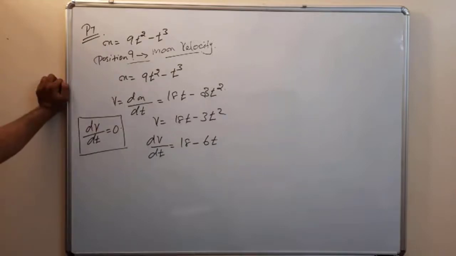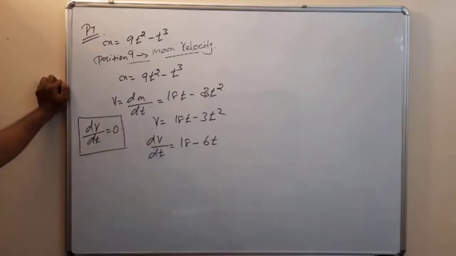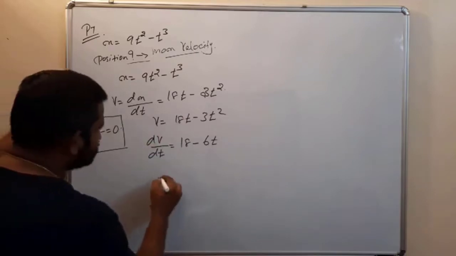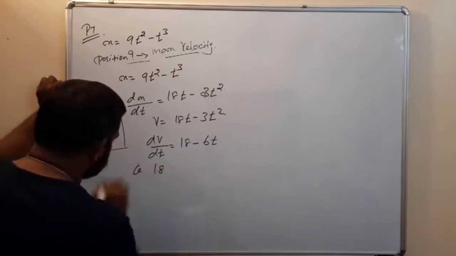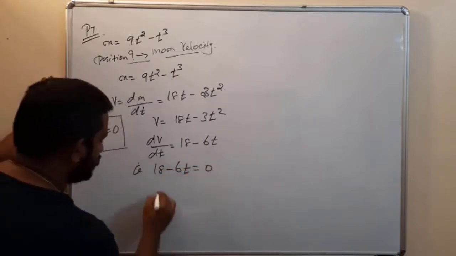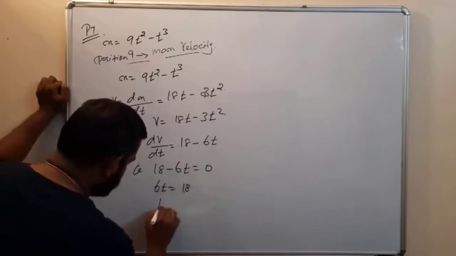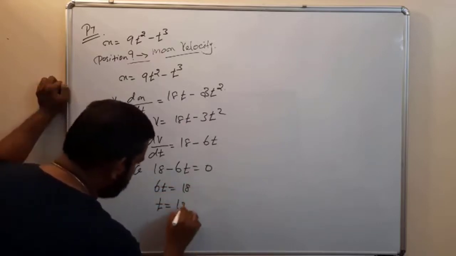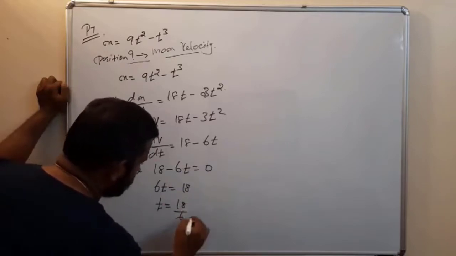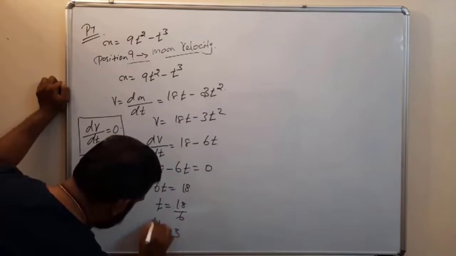So to find the maximum or minimum of this velocity function, set dv by dt equal to 0. That is 18 minus 6t is equal to 0. So 6t is equal to 18, so t is equal to 18 by 6. T is equal to 3.